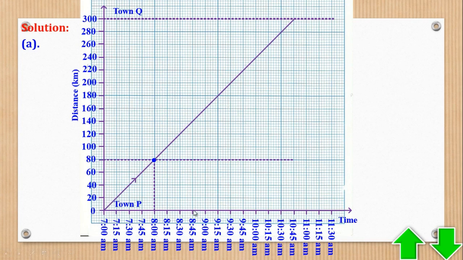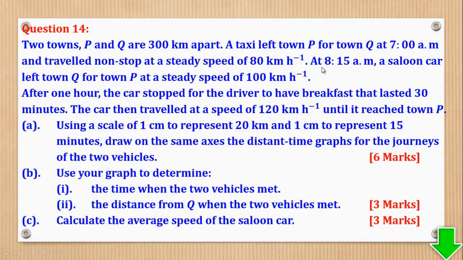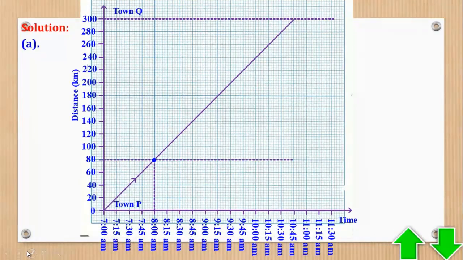What about the saloon car? The saloon car began at 8:15, and moved at a steady speed of 100 kilometers per hour. But remember, there's something they told us, that after 1 hour, the saloon car stopped. So this speed was made for only 1 hour. Therefore, we shall come here and say that first of all, 8:15 is here. So this is where he begins from.